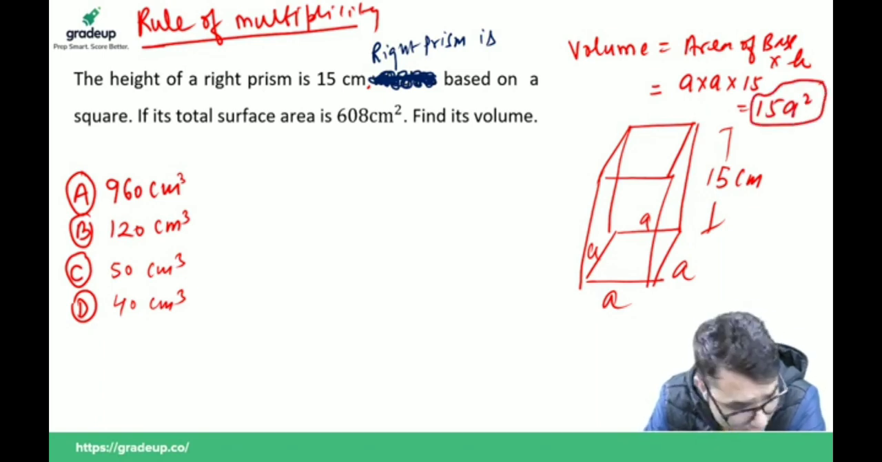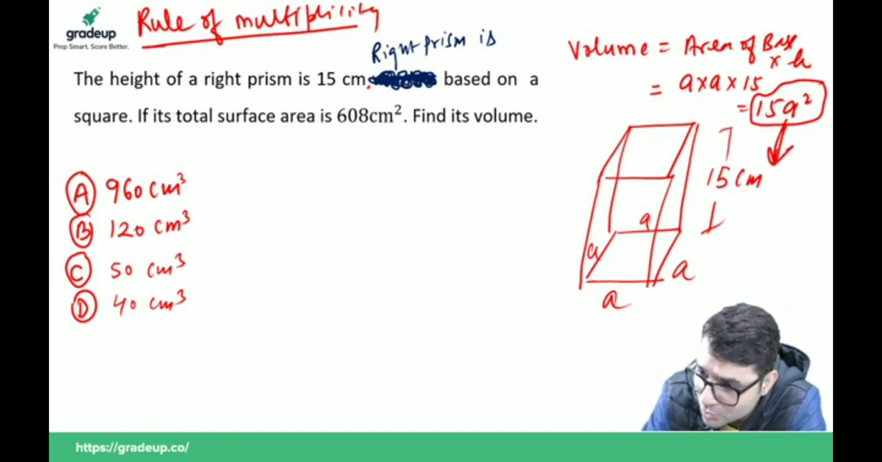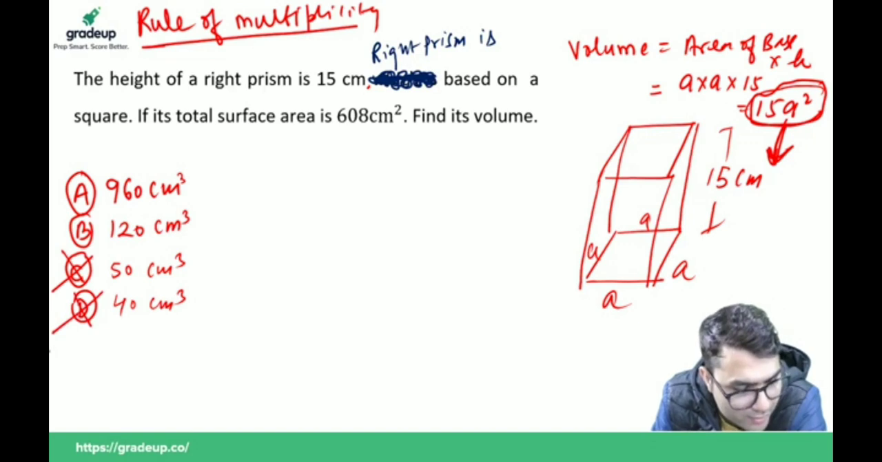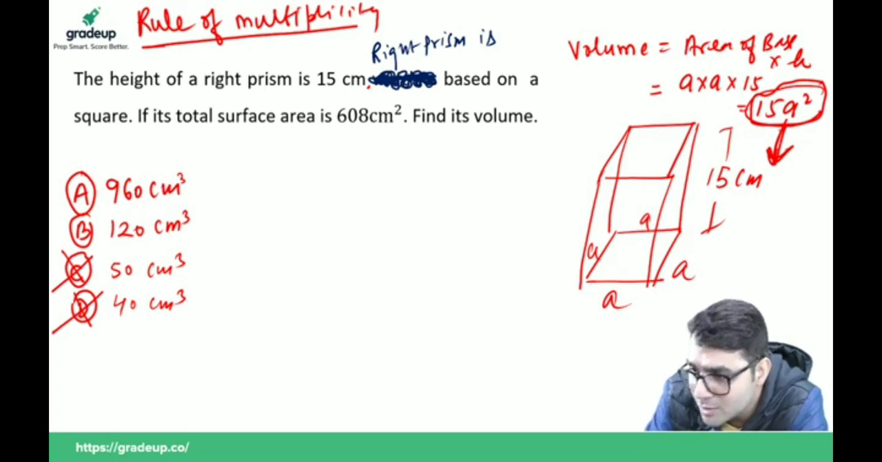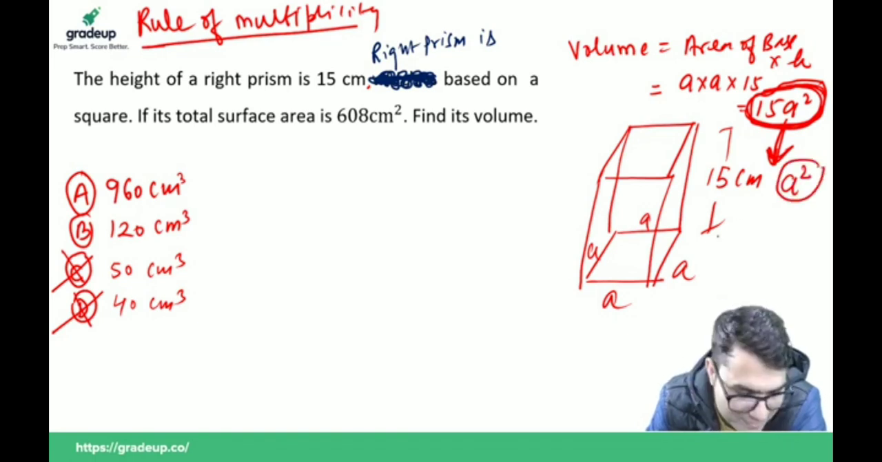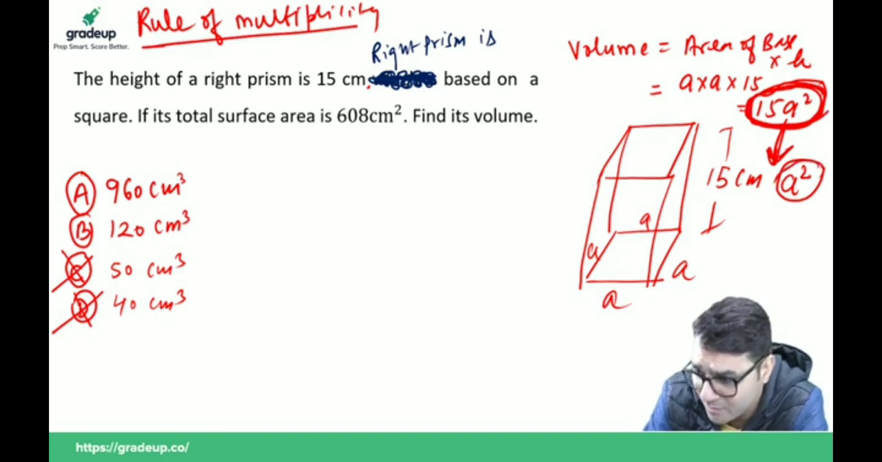You don't have A, there is no problem. 15A square tells you that the answer must be a multiple of 15, and in this question two of the options are not multiples of 15. Now we are left with only two options, this is a multiple of 15 and this is a multiple of 15. But 15A square further tells you that if you divide the volume by 15, you will have a perfect square number.